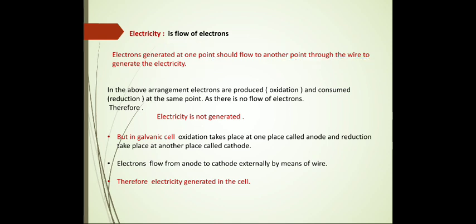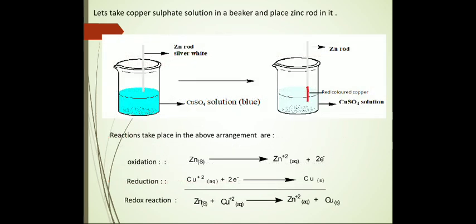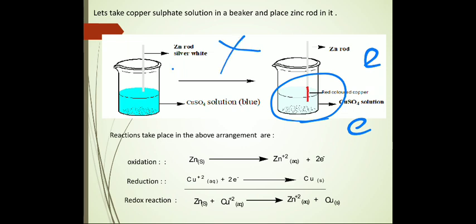But look at this arrangement. The oxidation and reduction take place at one point, meaning the electrons are lost and consumed at one point. So the electrons do not flow or transfer from one point to another, so there is no flow of electrons. There is no electricity in this arrangement.